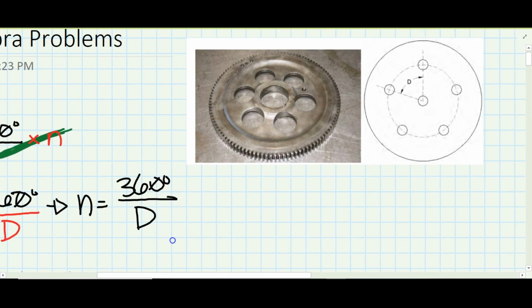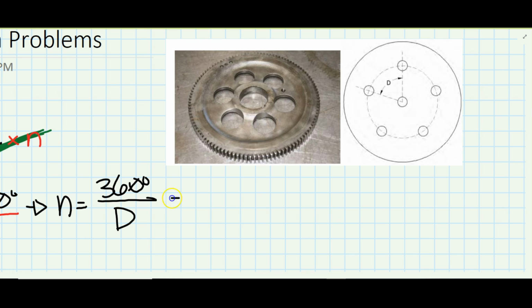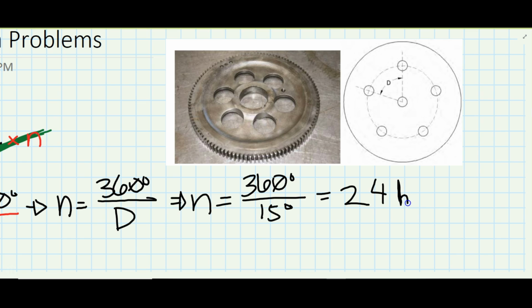We plug in our numbers here. n equals 360 degrees divided by a 15 degree spacing. And that's going to give us 24 holes. There's our answer: 24 holes.